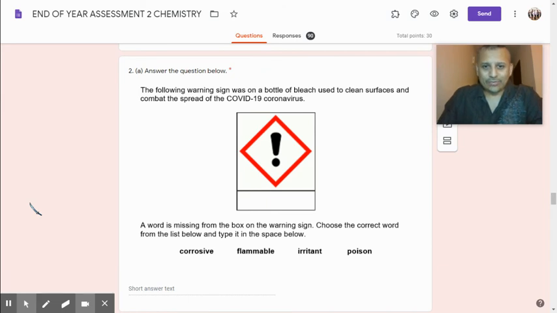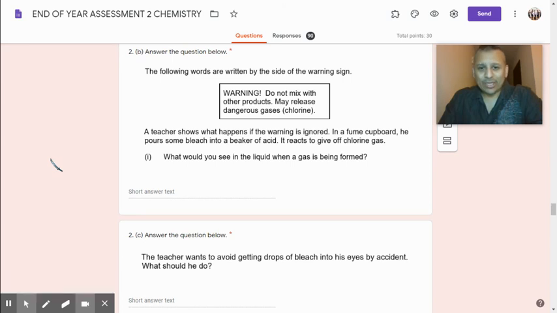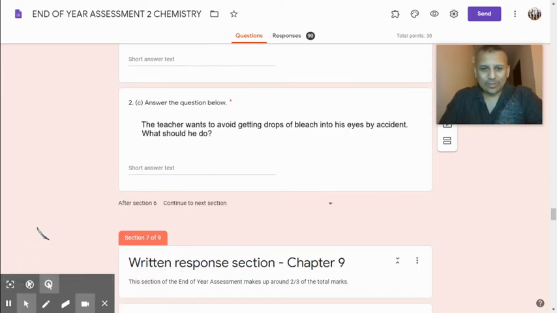The next question, I really liked to design questions to reflect the time, and this was on a bottle of bleach used to clean surfaces and combat the spread of COVID-19. This is, of course, an irritant. The sign of a chemical reaction that you need to look out for is that if you see it in the liquid when the gas is being formed, you see bubbles.